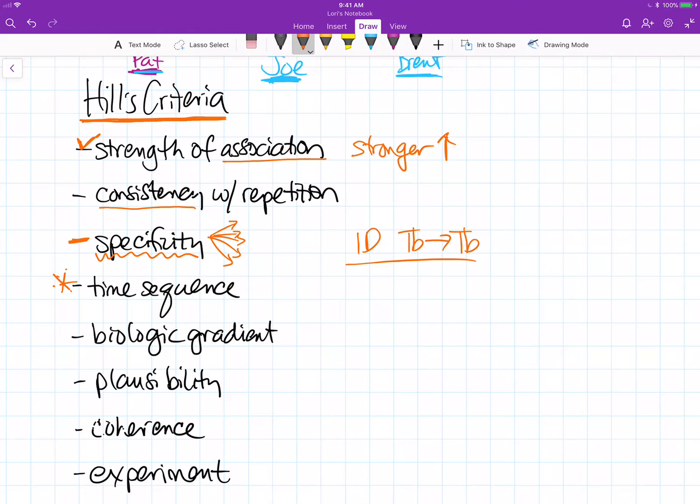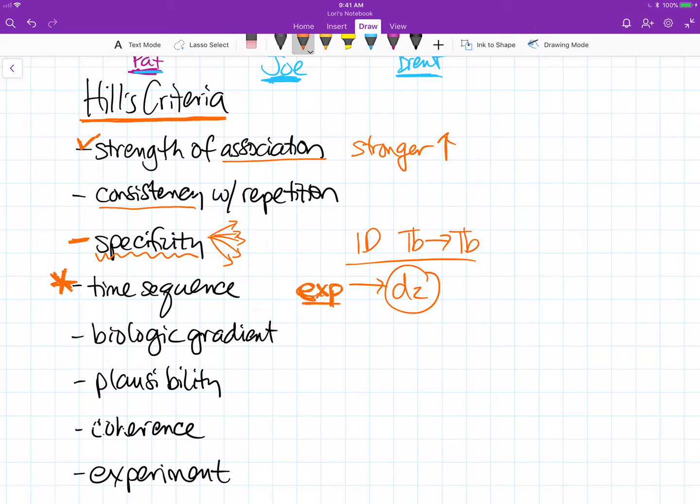Time sequence is the one criteria I think that just about everybody can agree upon is very important. In other words, the exposure must happen before the disease, before the outcome. And if it happens in reverse, if we have the disease and then after that somebody is exposed to a particular thing, then we would think of that as being not causative. So if a person has a heart attack and then they go to the emergency department, that did not cause their heart attack in that particular situation.